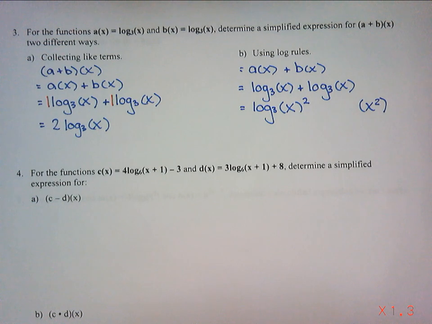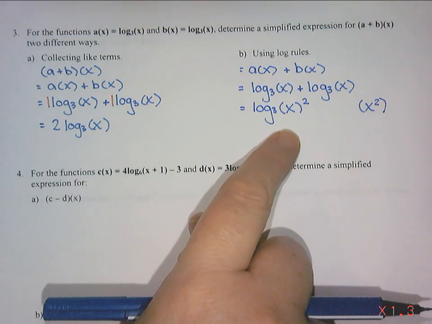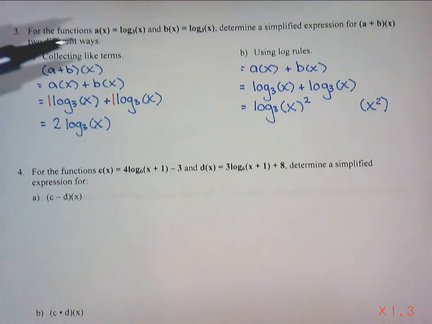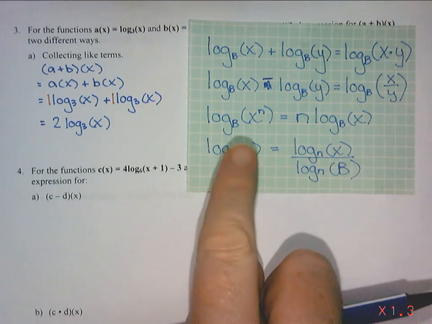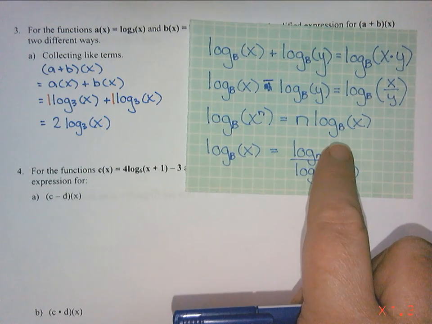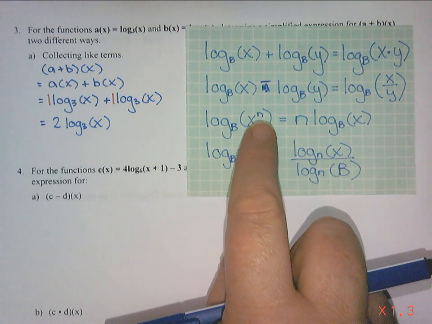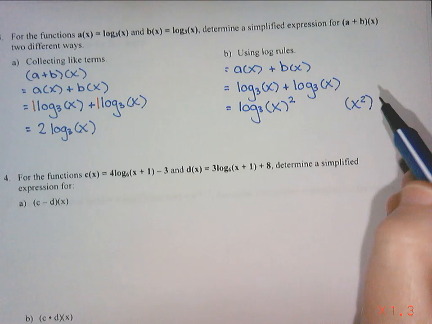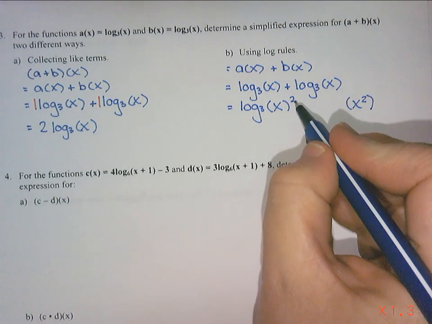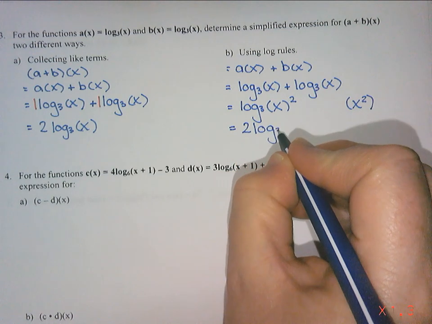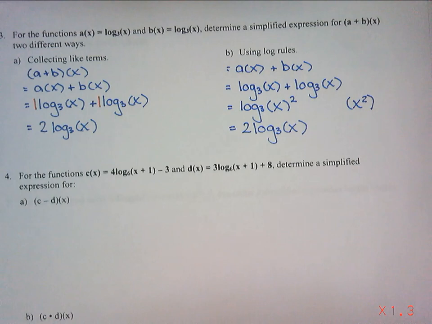Okay. So I notice that these are not currently the same, which is weird because I added the same things together. But I do have another log rule here that says that log base b of x to the n is the same as n times log base b of x, so that we can take our power and bring it down out front and make it multiplication. So this square is really on the argument, so I can bring that 2 down out front and say that this is 2 times log base 3 of x. And I got the exact same answer, but I did it 2 entirely different ways.